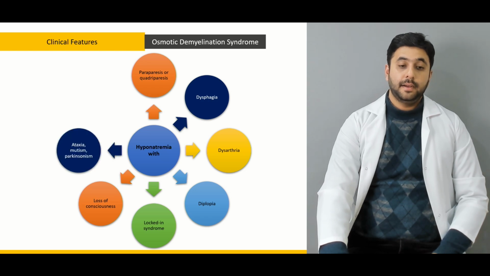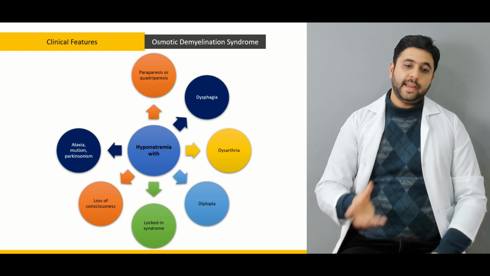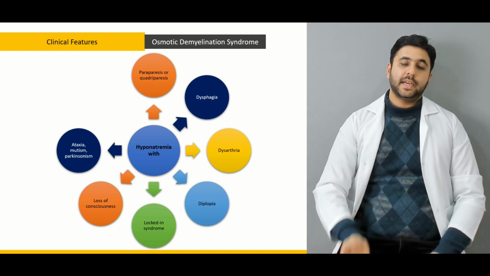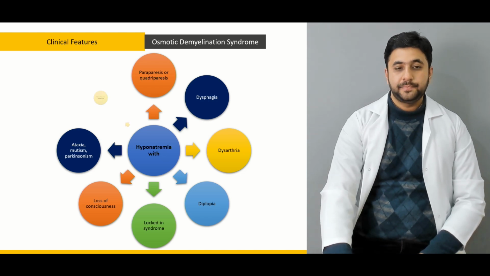The patient might be losing consciousness, or if areas apart from the pons are affected, like the cerebellum, the patient can develop ataxia. Parkinsonism can develop if the basal ganglia are affected.